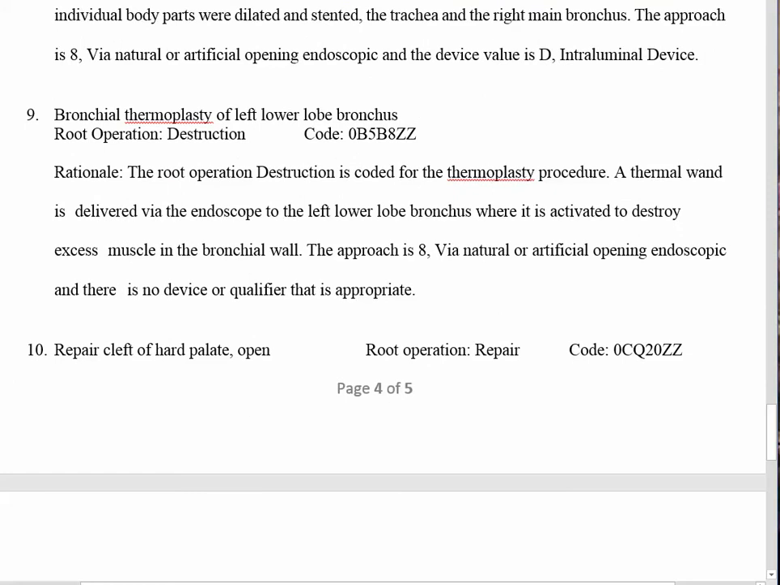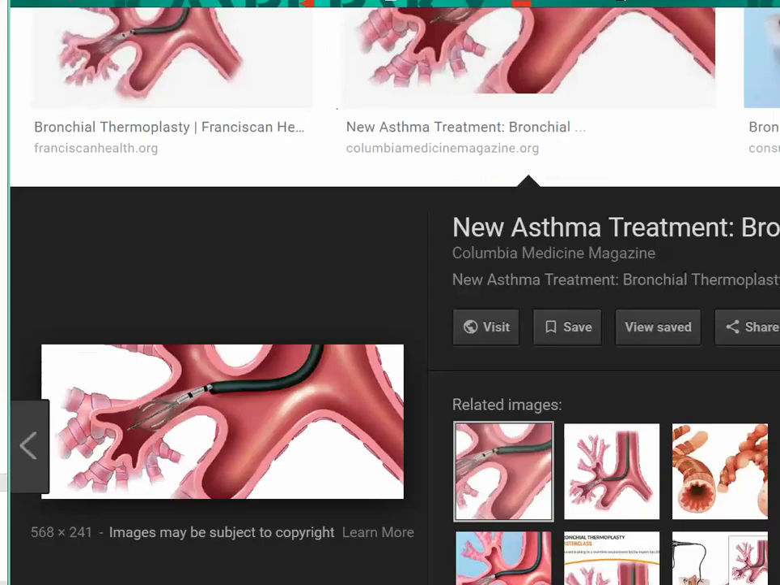Number 9, this patient is having a thermoplasty of the left lower bronchus for severe persistent asthma. So this is a picture of a thermoplasty procedure. It's a newer treatment for asthma patients. You can see they're inserting some type of instrument into the bronchus area.